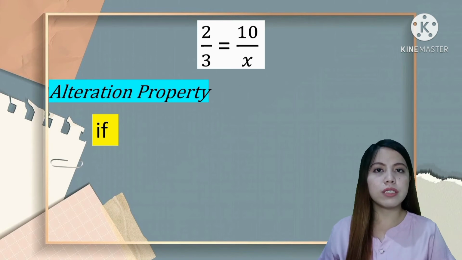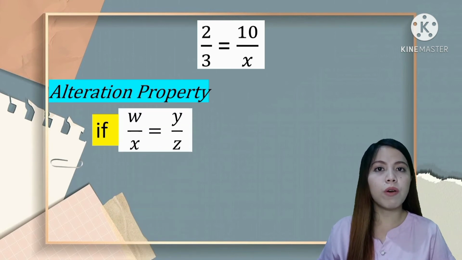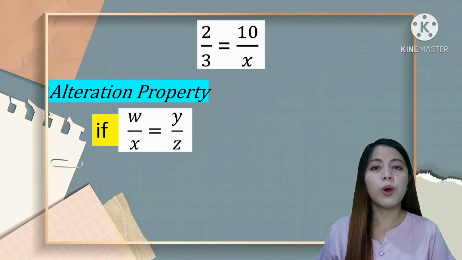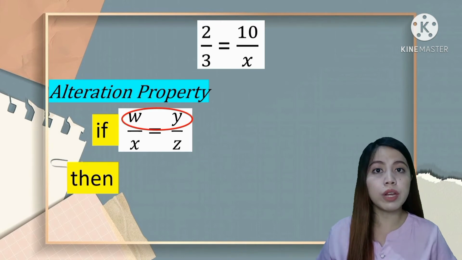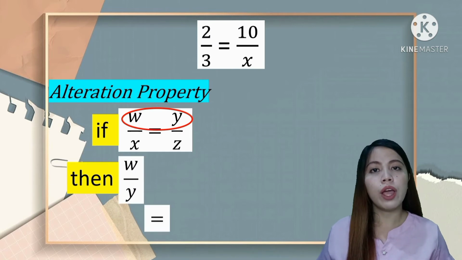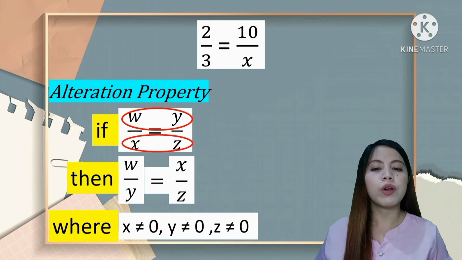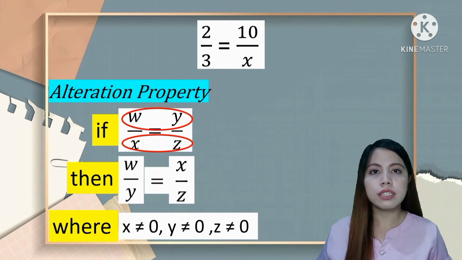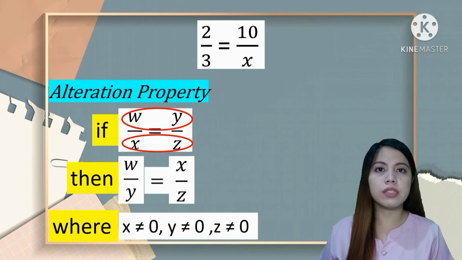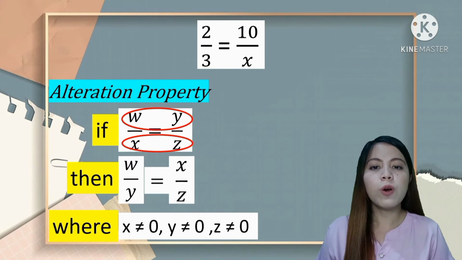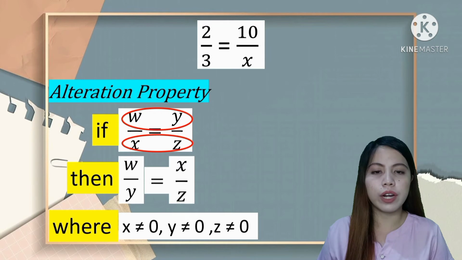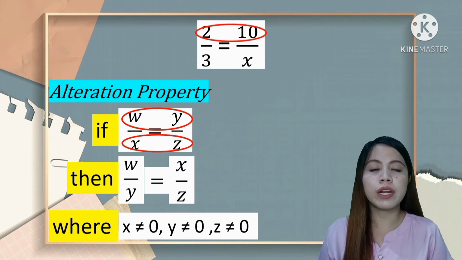Alternation property states that if W over X is equal to Y over Z, then W over Y, which is the two numerators, is equal to X over Z, which is the two denominators, where X, Y, and Z is not equal to 0. Let us try to use it in our example. 2 over 3 is equal to 10 over X. What are the two numerators? We have 2 and 10.